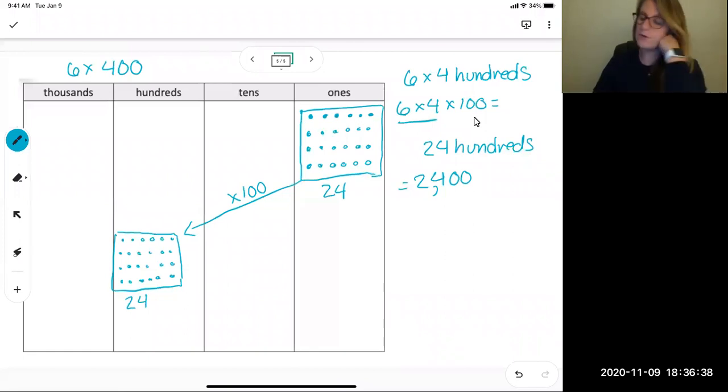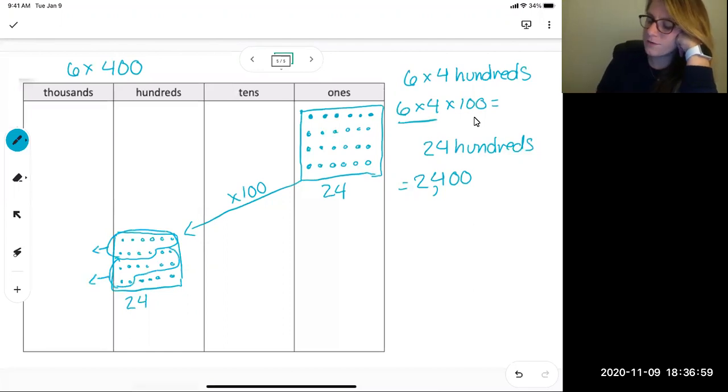Okay, because we can regroup our numbers, right? And we know that here we have a group of, let's see, 6, 7, 8, 9, 10. Here's a group of 10, which could be moved over. And here's a group of 10 that can be moved over. So that gives us 2 thousands. And then we have 4 hundreds left.